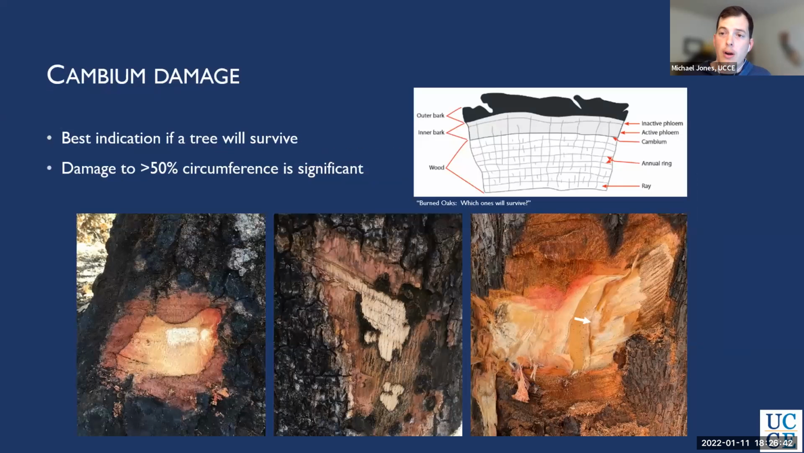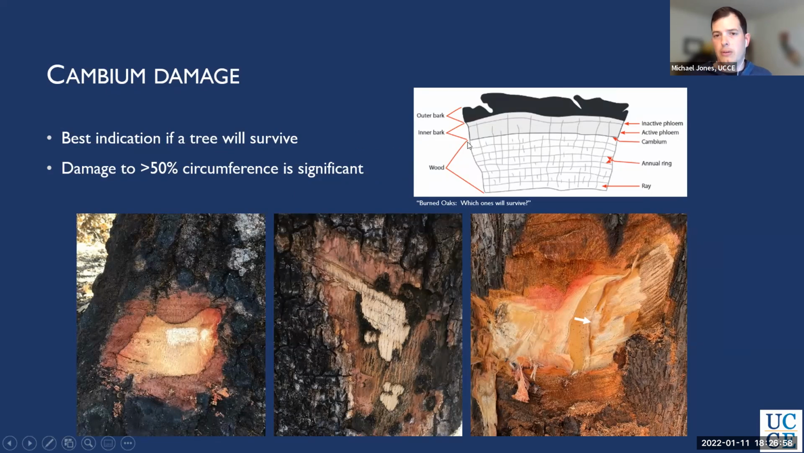The best way for oaks and redwoods is really to assess the cambium. As we talked about, the cambium is a really thin layer, usually a couple of cells thick, of tissue that sits right on top of the wood, right under the bark.